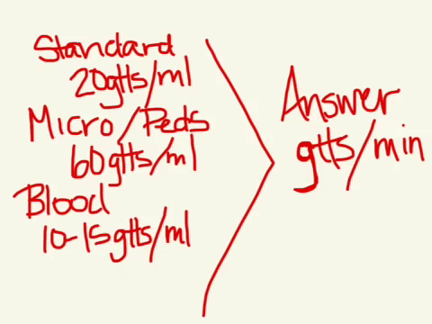And then blood is usually 10 to 15 drops per milliliter. It depends on what reference you use or where you work. Now remember, while all of the sets are given in drops per milliliter because they measure volume, when you're doing a calculation that's asking for how fast you're going to give it, or a rate, it's going to be in drops per minute. So you have to make sure that you don't give your answer in drops per milliliter because that's the volume. You need to give it in drops per minute.